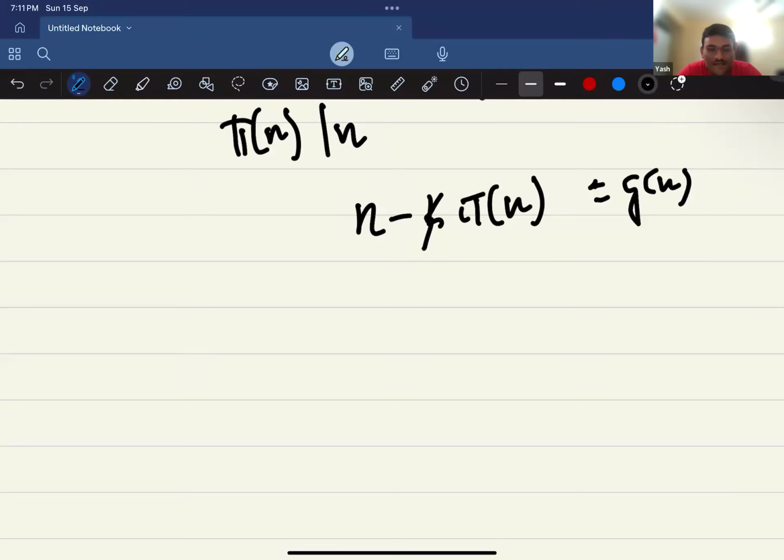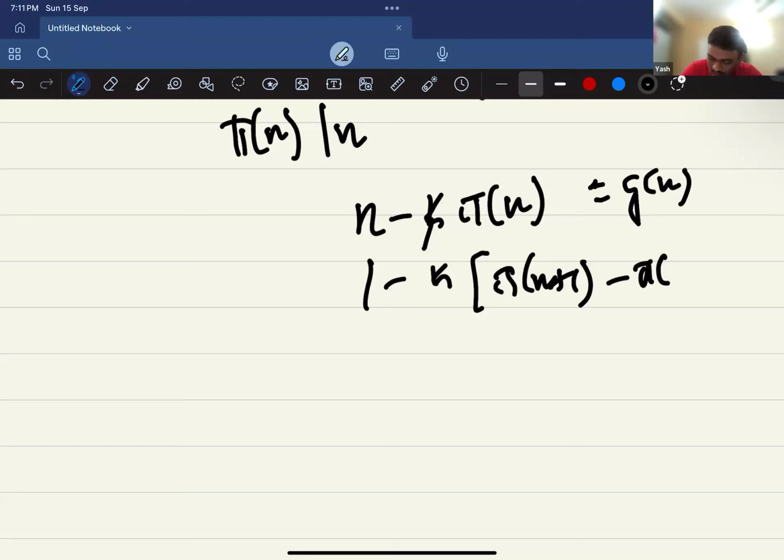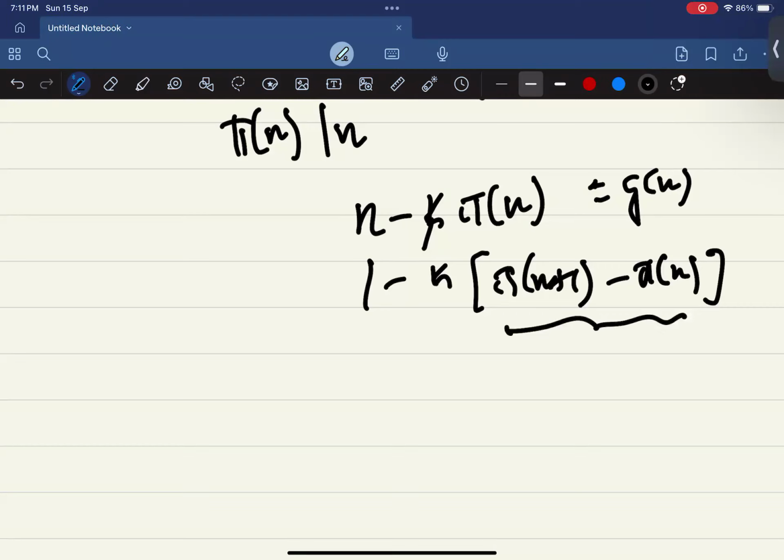Something negative, right? 1 minus k times something positive, because pi(n+1) minus pi(n) is non-negative. So it can increase by at most 1. Do you agree with that? The increment is precisely 1 minus k times pi(n+1) minus pi(n), right? This is non-negative, so this entire thing is less than or equal to 1, and it's an integer. So it can be negative or zero.